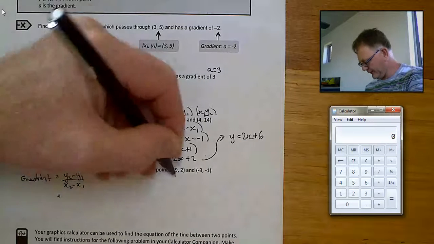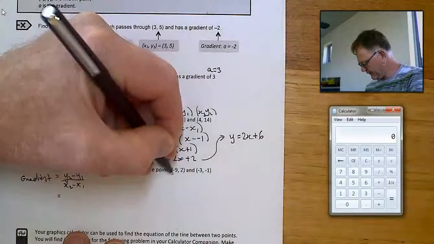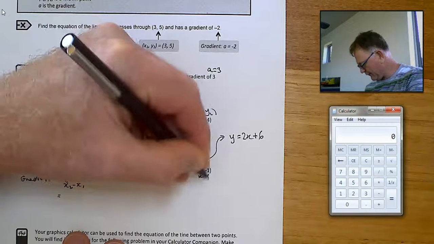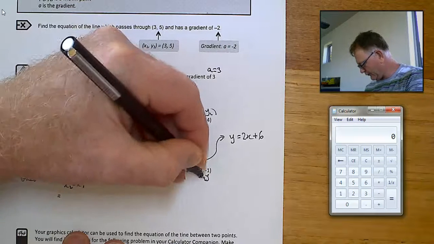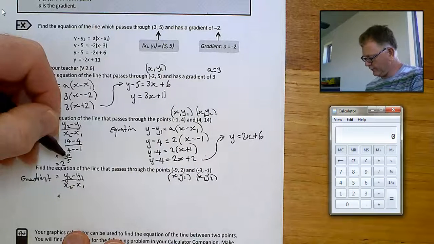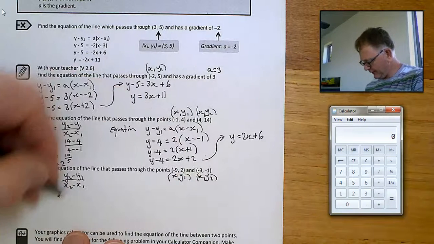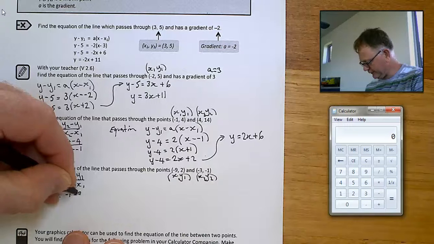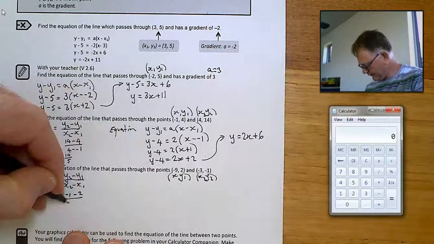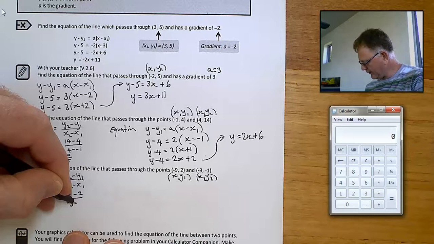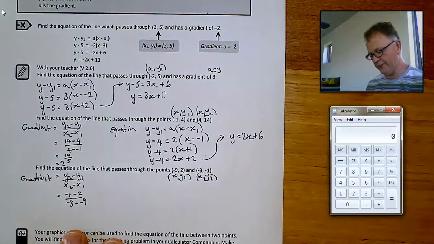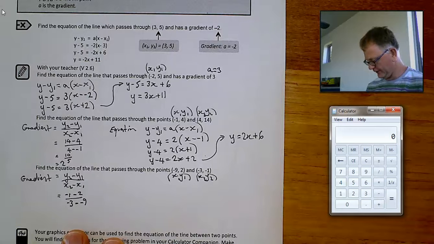Label up your points. We'll call these point x1, y1 and point x2, y2. So it's y2 minus y1, negative 1 minus 2, over x2 minus x1, which is 3 minus negative 9. Be very careful with your plus and minus signs.